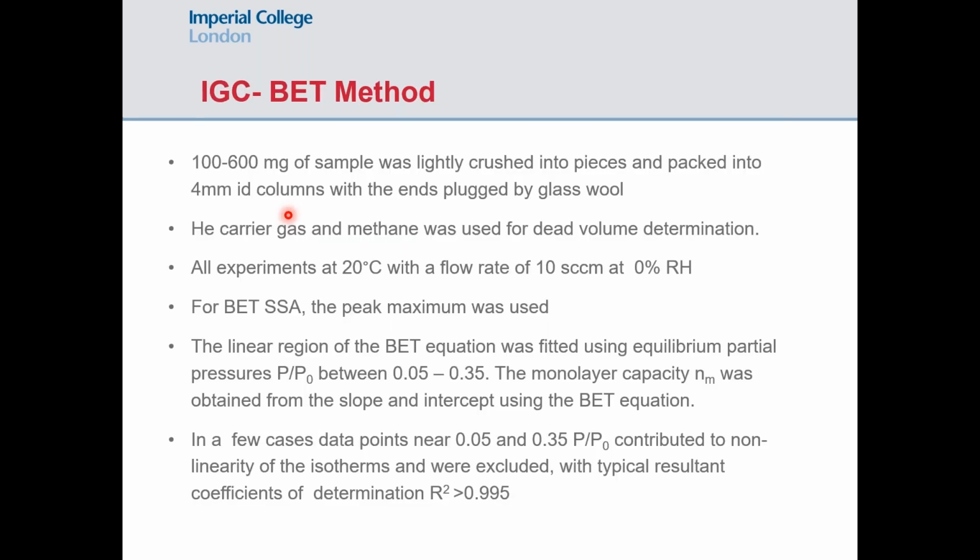So the method: we would take about 100 to 600 milligrams of the sample, very lightly crushed and packed into columns that have 4 mm ID, with the ends plugged with some glass wool to stop it falling out. We'll use helium as a carrier gas and methane for dead volume determinations. Experiments were run at 10 cc at 0% humidity. The peak maximum method was used. And we looked to analyze the linear region of the BET isotherm. We got the monolayer capacity from the slope and the intercept using the BET method. And I think we'll see that most of the studies were done with octane, but we'll see that in a moment.